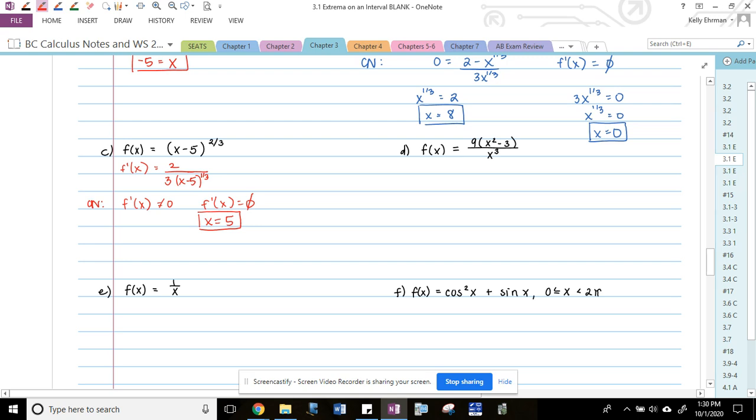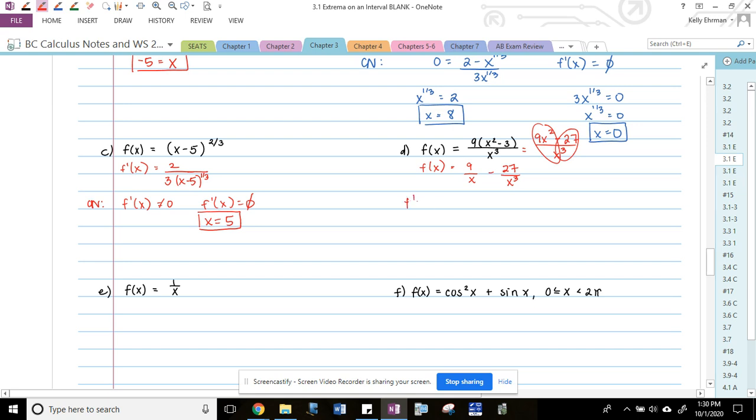All right, let's see. On part D. Now, you don't want to jump straight into your quotient rule, right? Because you're dividing by a monomial here. What if we just distribute the 9 and then divide each term? So f of x is 9 over x minus 27 over x cubed. I don't love quotient rule, so I'd rather avoid it if I could.